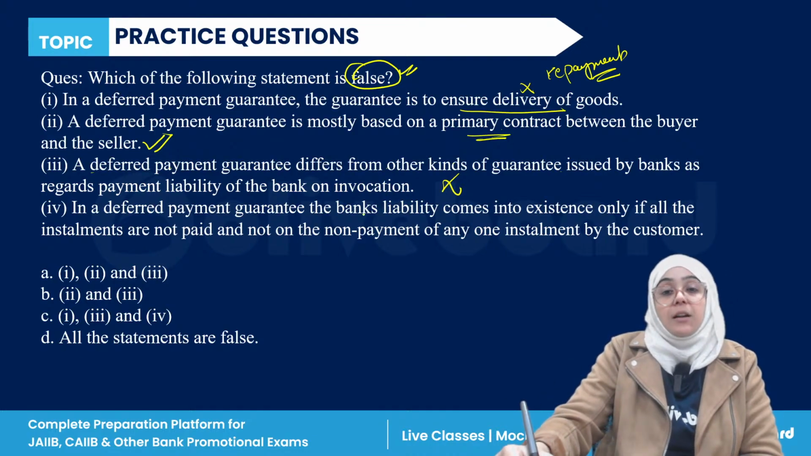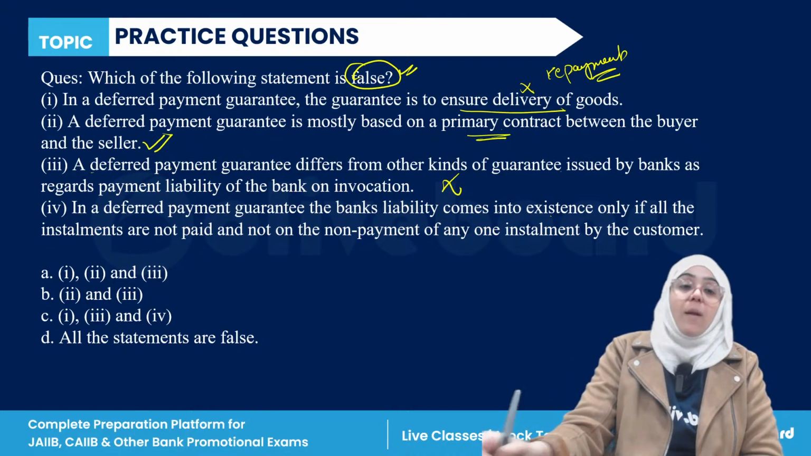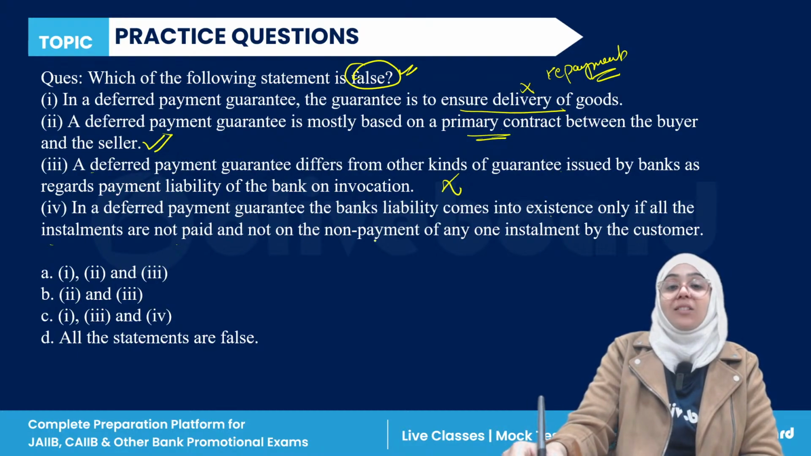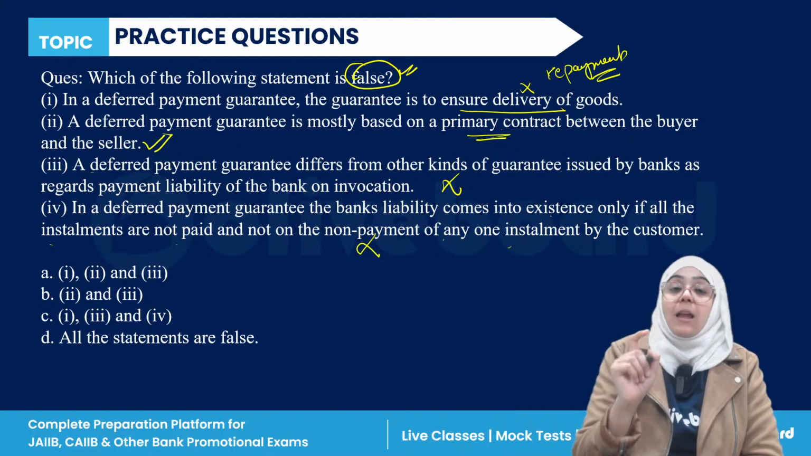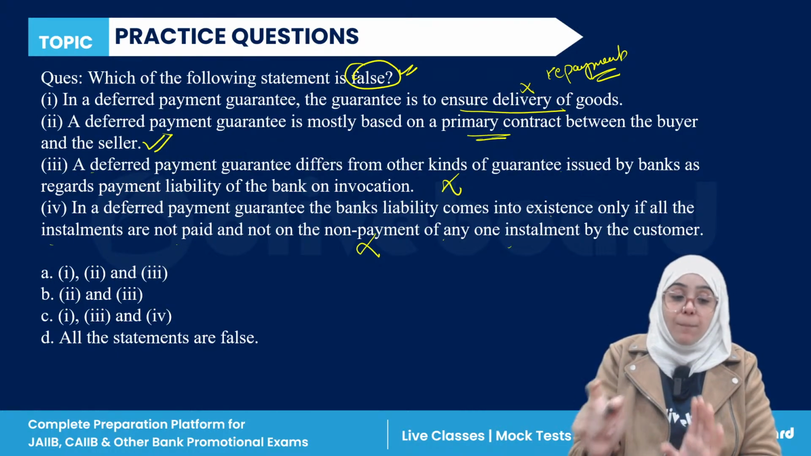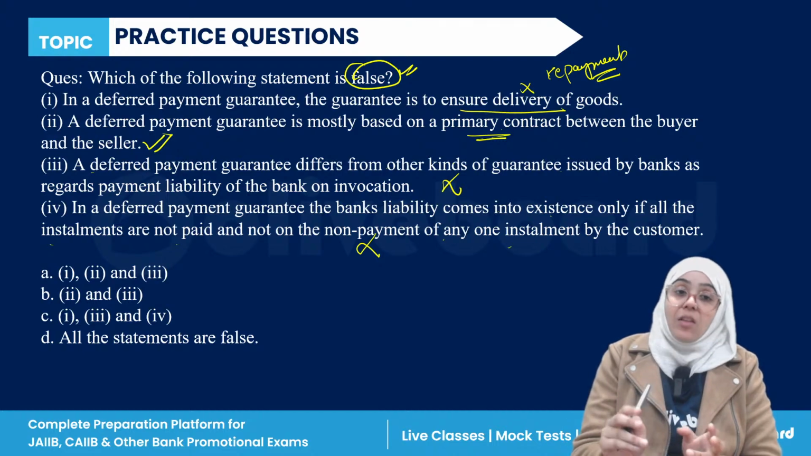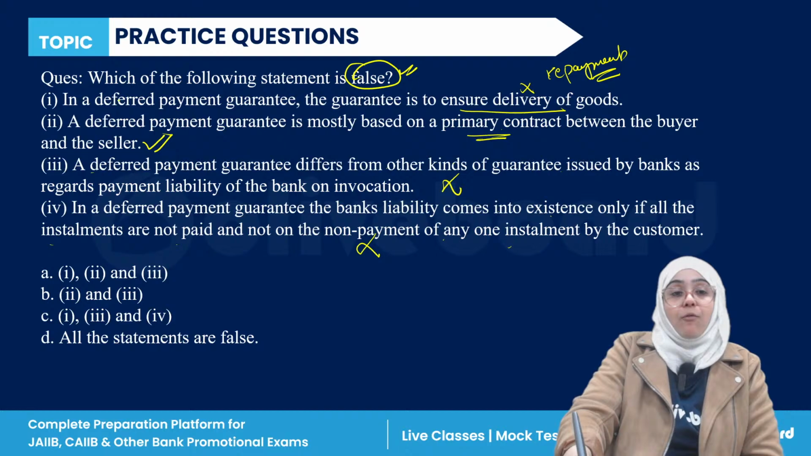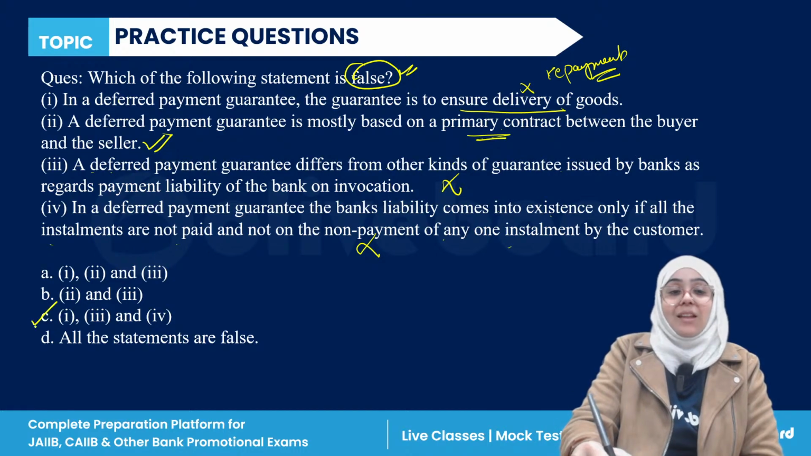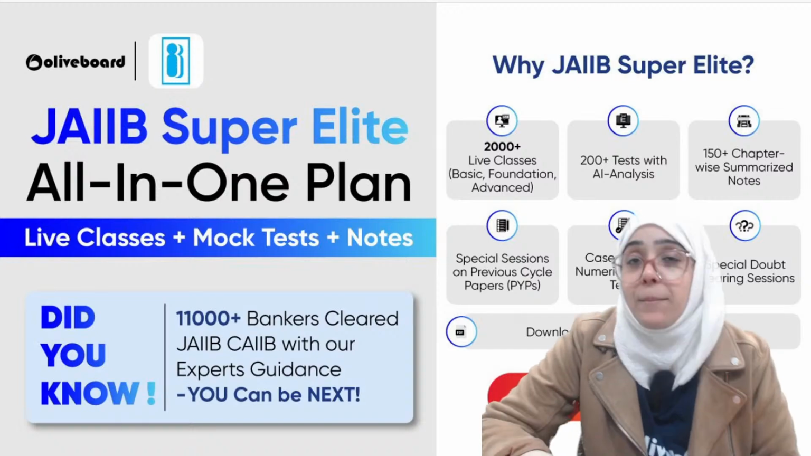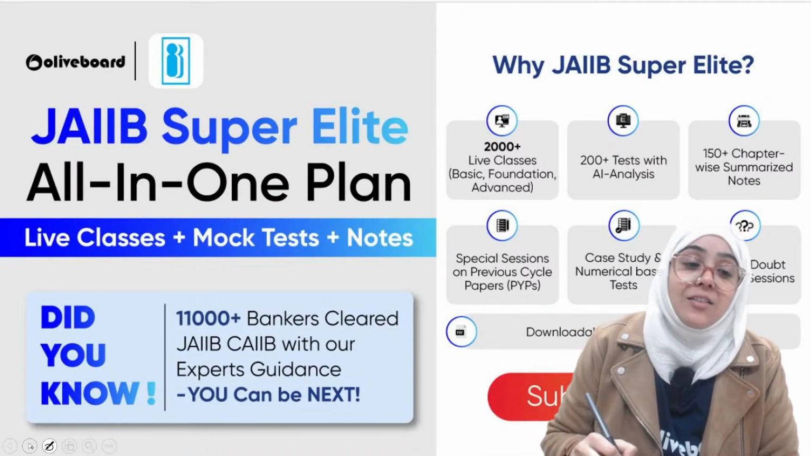Now in a deferred payment guarantee, the bank's liability only comes into existence if all the installments are not paid, and not just the non-payment of any one installment. No, it is actually applicable even at one installment. If you have not paid one installment, then it is applicable, right? So the first, third, and fourth are wrong. C is the correct answer. Clear? So this is the complete chapter. I hope that you have all understood this chapter.